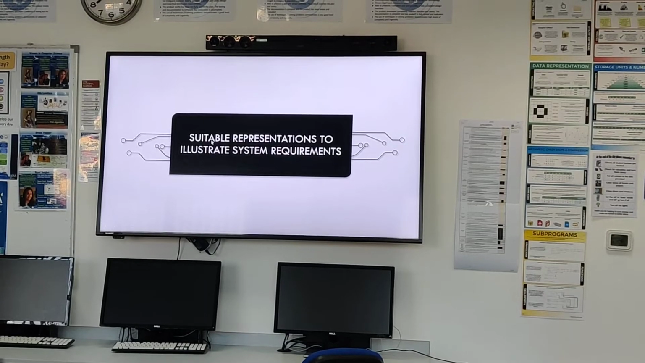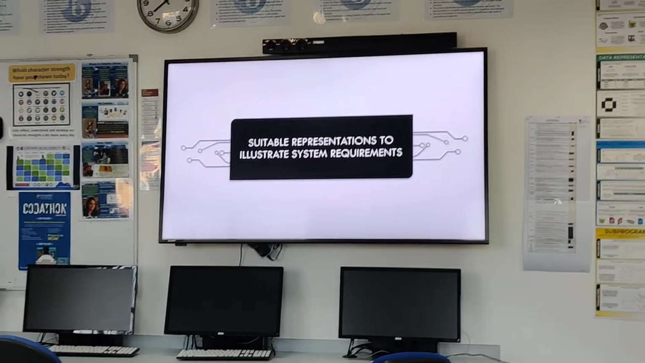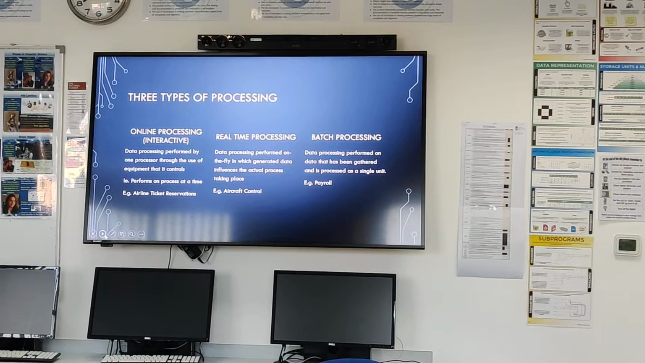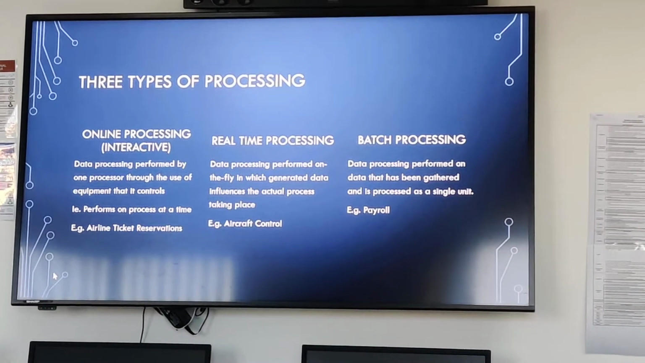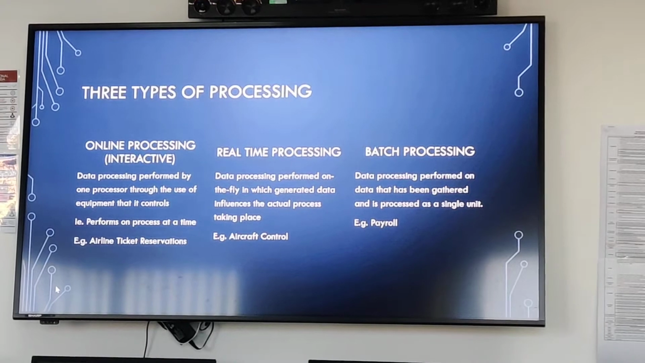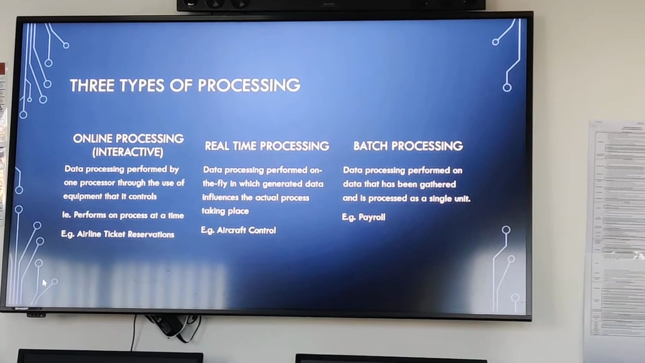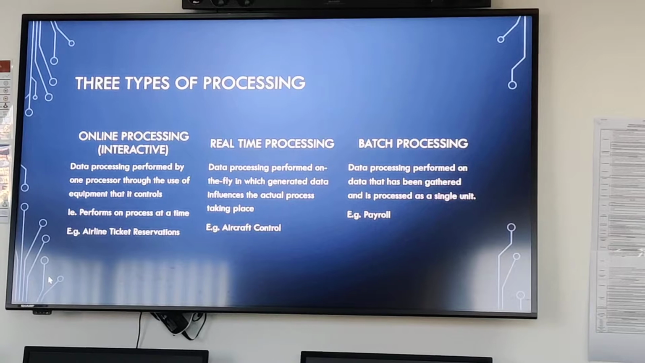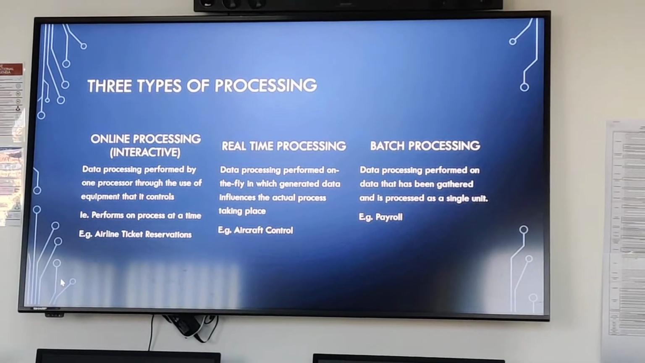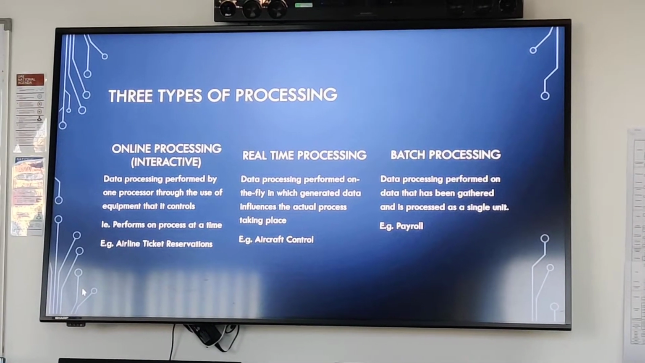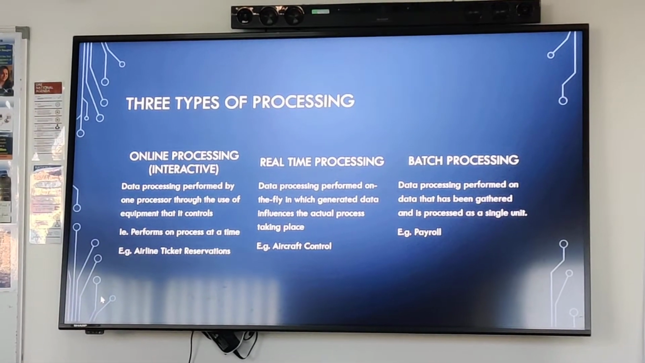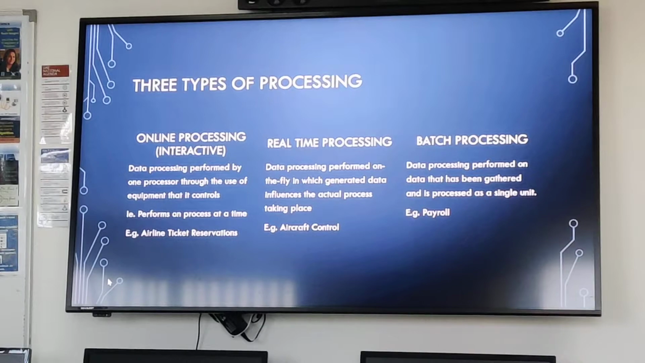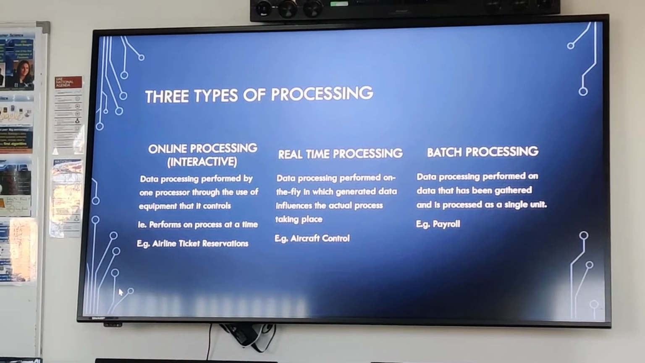The topic is suitable representations to illustrate system requirements. First off, we have the three types of processing: online or interactive processing, real-time processing, and batch processing. Online processing is processing that's done as the data comes through. For instance, making an airplane reservation or a cinema reservation, as you can't double book these things because then you'll have serious issues.